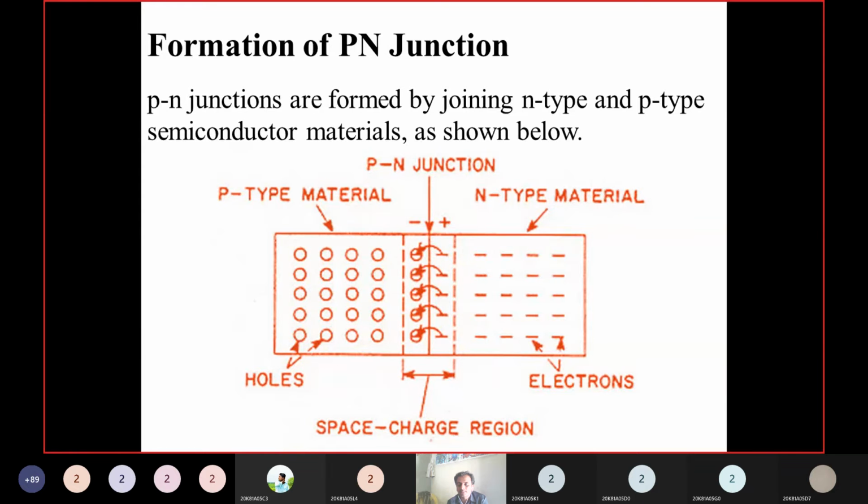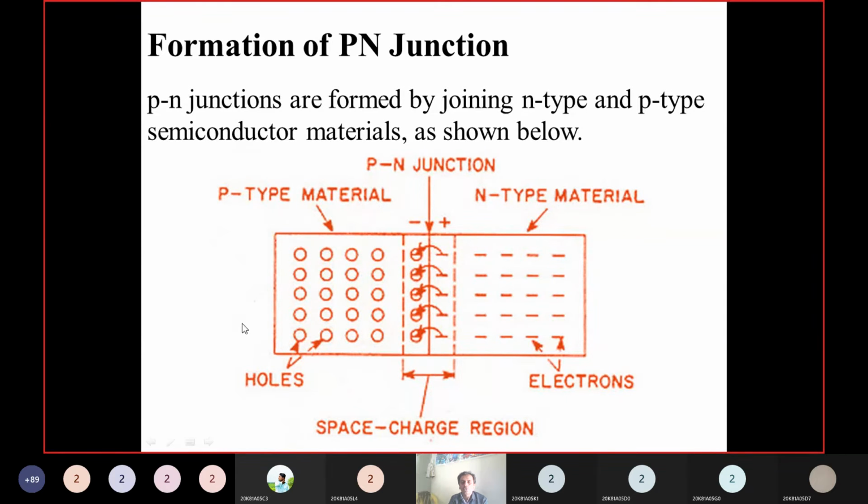Due to this electric field, some potential difference will be developed. That's why in between the P region and N region, one potential barrier will be developed. After a certain time, the electrons and holes reach the equilibrium position. At that equilibrium position, some potential barrier will be developed in between the P region and N region.